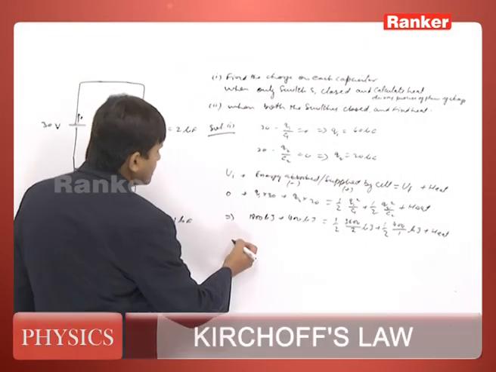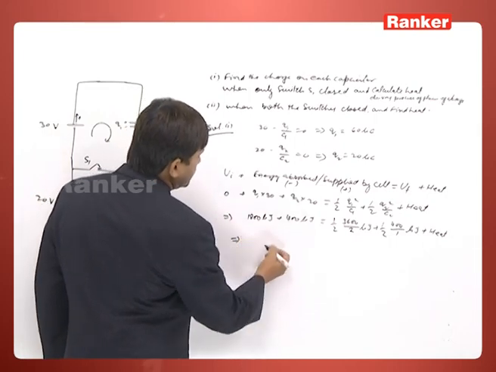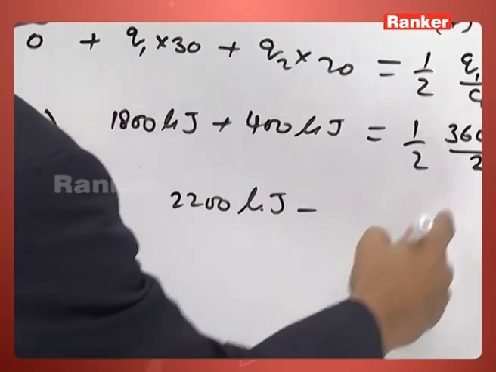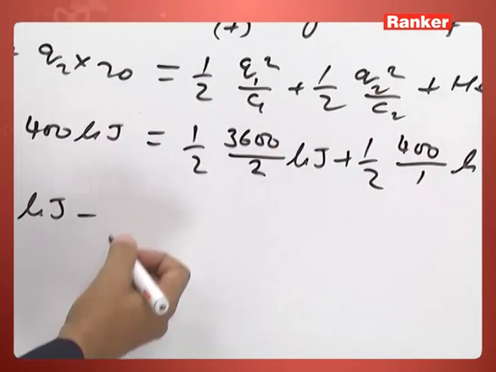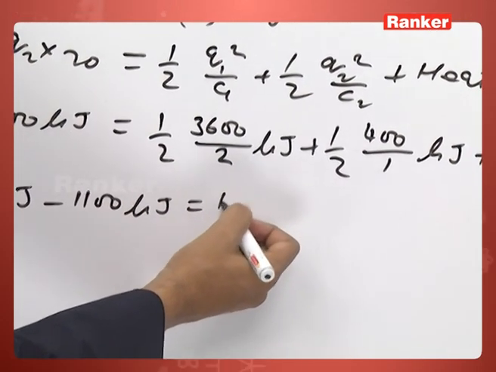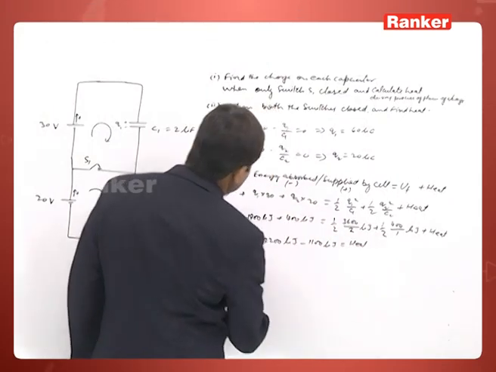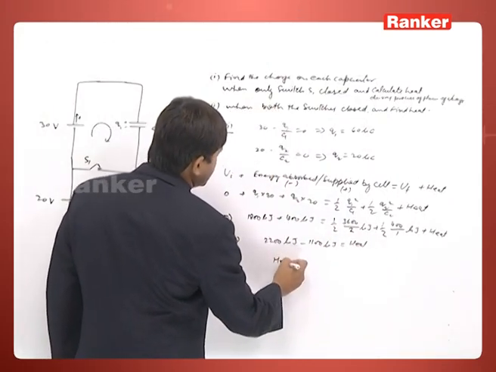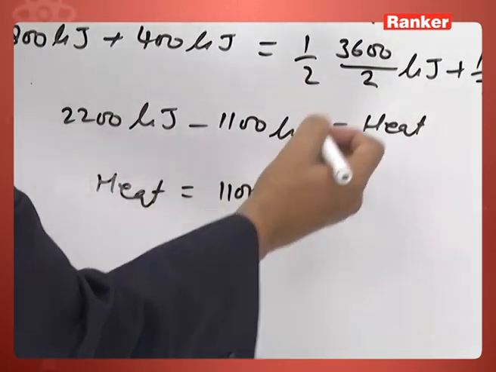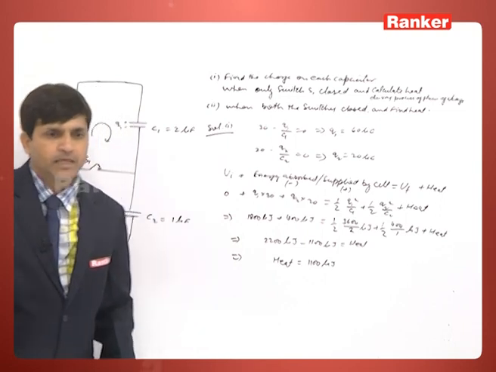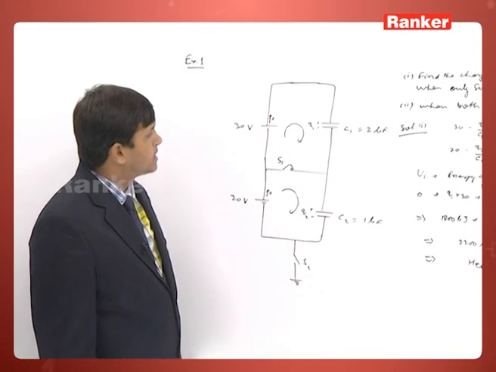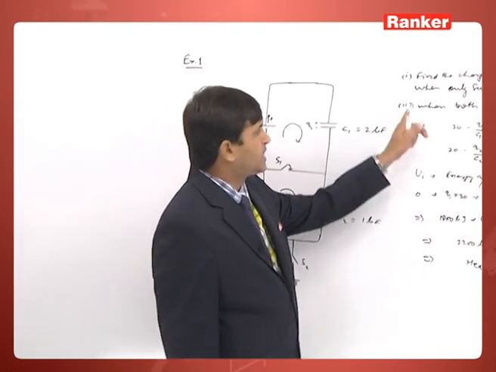Now from this we can calculate 2200 microjoule minus 900 and 200, which gives 1100 microjoule of heat. The total heat is 1100 microjoule. This is the total heat developed during the charging of the capacitors. So this is the answer to your first part.